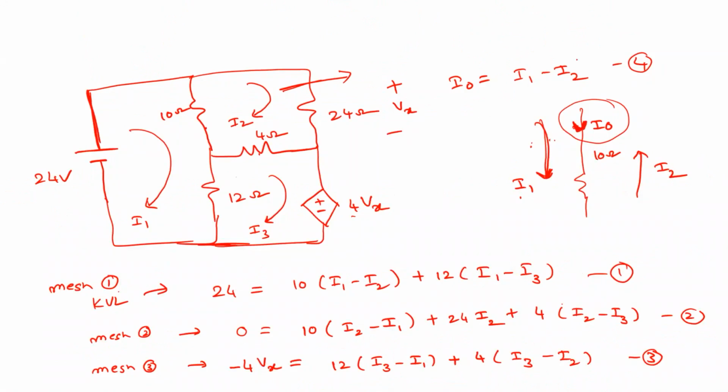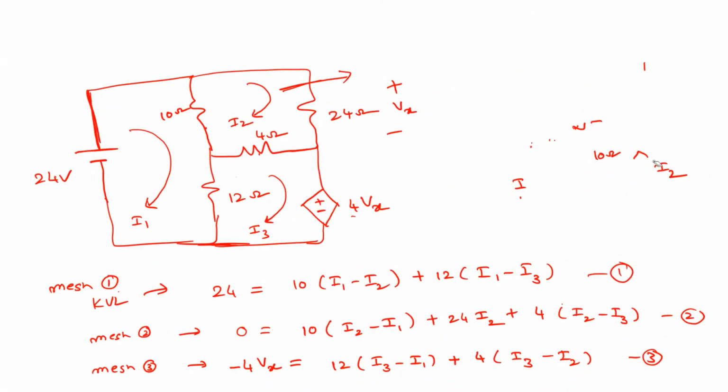Okay. So what is the next thing? We again have 4 unknowns. So you have 4 unknowns, and you need to solve these 4 unknowns. So what is Vx now? 24 I2. Vx is the drop across the 24 ohm resistor.